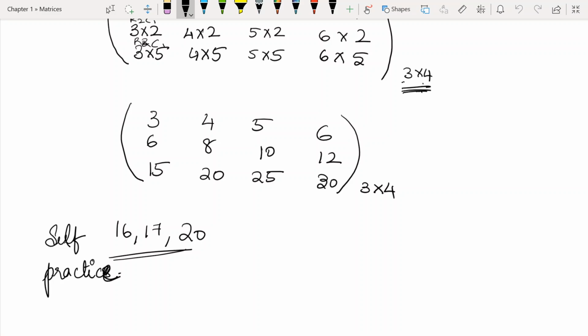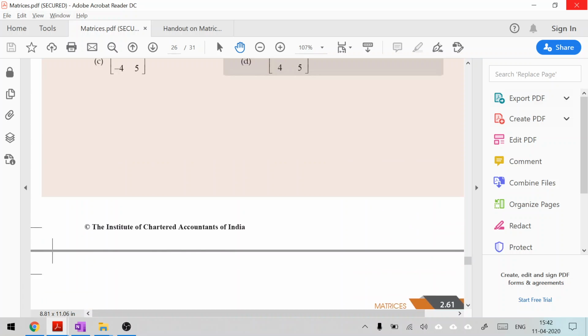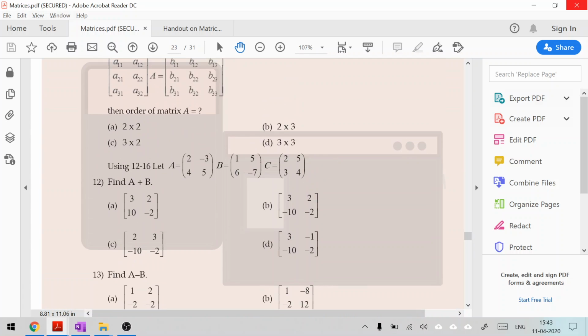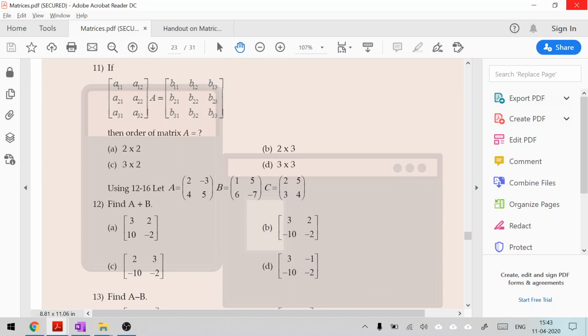So students, let us just solve some more problems on matrix multiplication here. I missed question number 11 in the previous one. So there are a couple of problems which we will see in this video. This is also part of matrix multiplication. So look at question number 11.